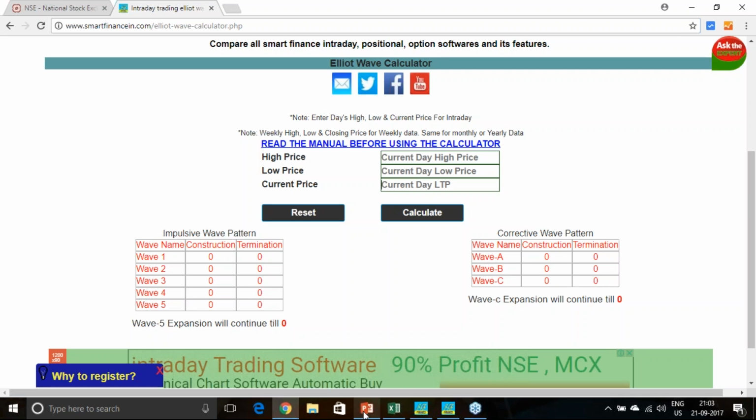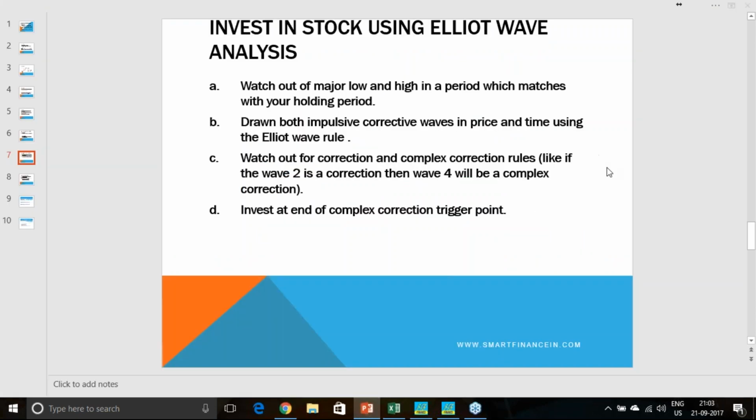Only one thing you have to remember here: when I should use the impulsive pattern, and when I should use the corrective pattern. The impulsive pattern must be used with a rise in price with a rise in volume, or a fall in price with a rise in volume. So volume will be rising, while the price will be rising or falling. In that case you can choose rising impulsive or falling impulsive.